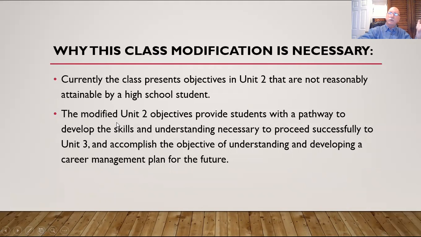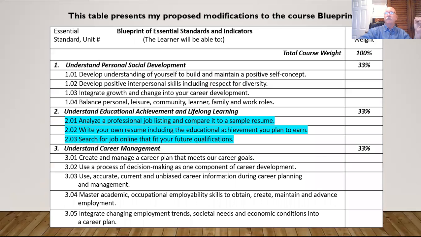Why is a modification necessary? Well, I've kind of referred to it. I don't think Unit 2 objectives are reasonably attainable at the high school level. And so by modifying Unit 2, we can provide a pathway for them to develop skills and understanding necessary to proceed to Unit 3 of the class, and also accomplish the objective of understanding and developing a career management plan for their futures. Okay, so in the blue here, here's my proposed modifications for the blueprint of this course, and I've highlighted them in blue.